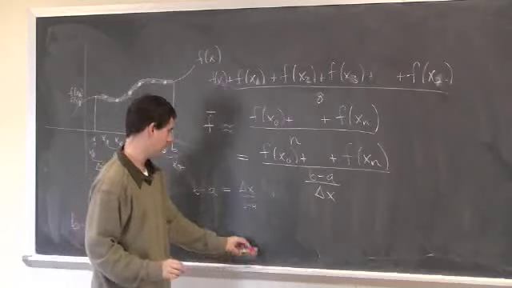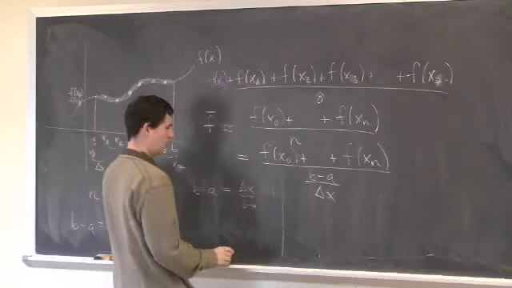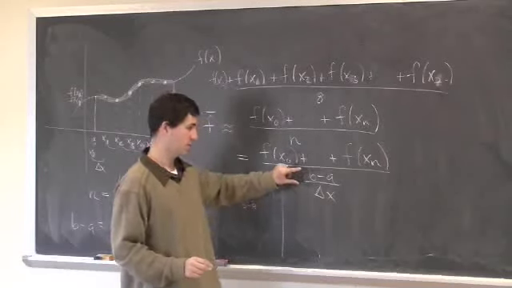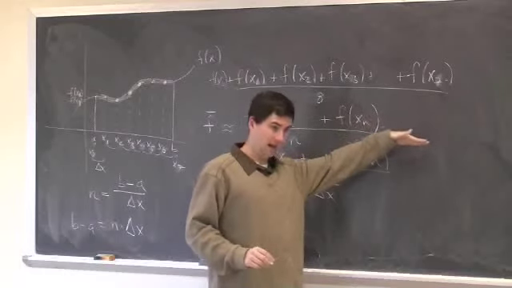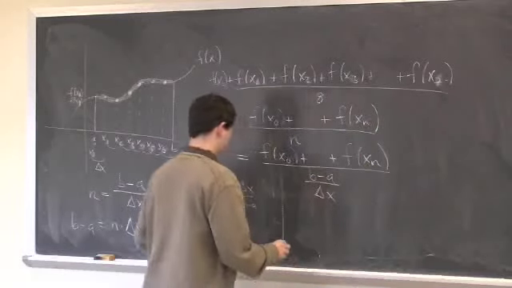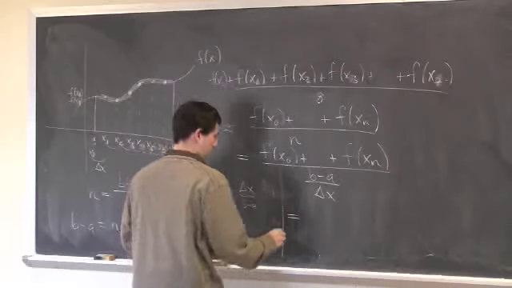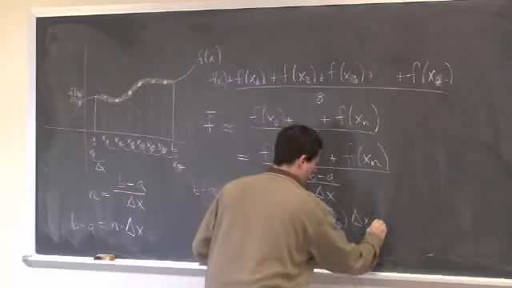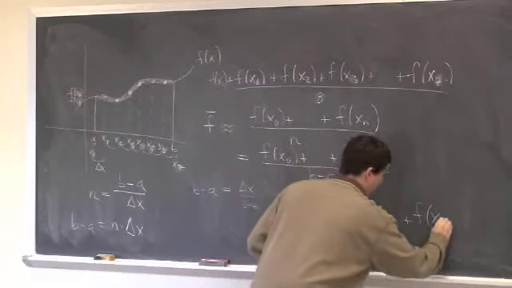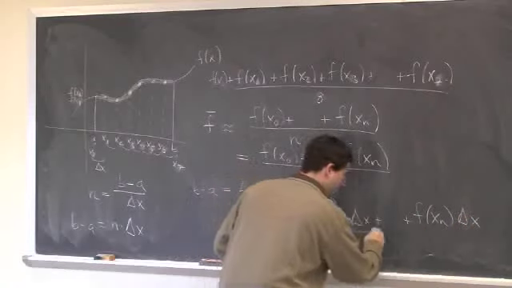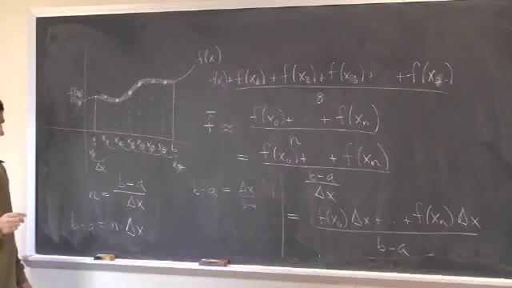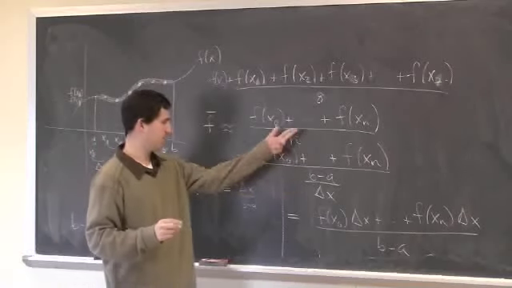Okay, so let's fiddle with this thing a little bit. So I take this and I divide it by b minus a over delta x, which is the same thing as multiplying it by delta x over b minus a. So this becomes f of x0 times delta x plus f of xn times delta x divided by b minus a. I just toss this delta x up top.